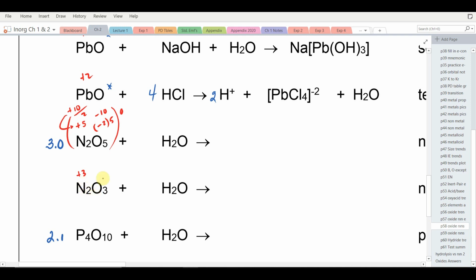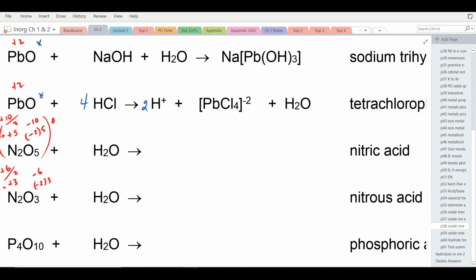Similarly here, -2 times 3, -6. Nitrogens must be +6. There's 2 of them divided by 2. Each one is +3. You must be able to do that. Okay, so what are the oxyacids of nitrogen? I've asked you to learn those. There's just 2 of them. There's HNO3, nitric acid, and there's HNO2, nitrous acid.